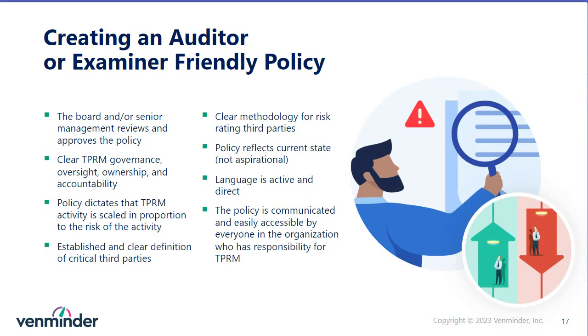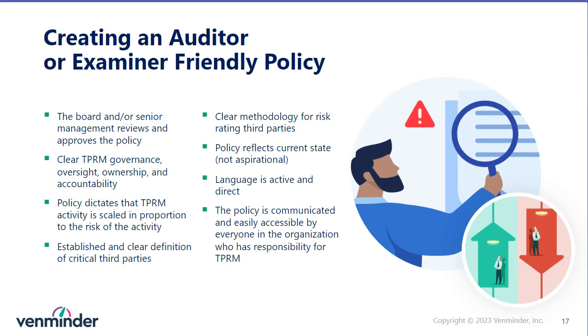All right, for those of you that are regulated or are concerned about what your auditors are going to think, here are some tips for creating that auditor or examiner-friendly policy. The first one is that board or senior management approves the policy, preferably once a year, because that is the requirement. We want to make sure that the policy includes clear descriptions of the oversight and governance, who's accountable for the program. We also want to mention that our third-party risk management activity is always scaled in proportion to the risk, which means the more risk, the more intensive and robust those activities are.